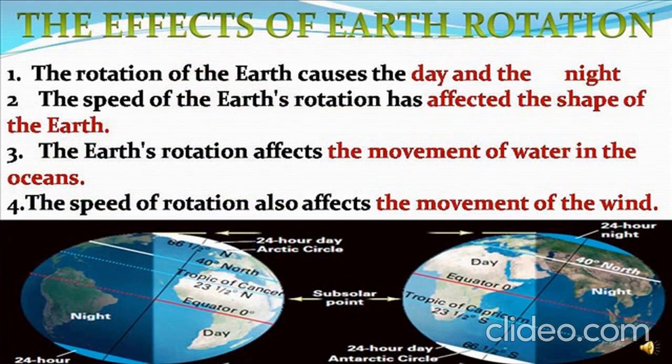Okay, the next topic is the effects of earth rotation. The earth's rotation causes day and night. The speed of the earth's rotation has affected the shape of the earth. The earth's rotation affects the motion or movements of water in the oceans. The speed of rotation also affects the movements of the wind.